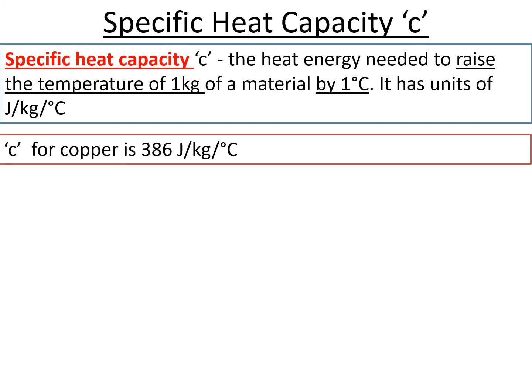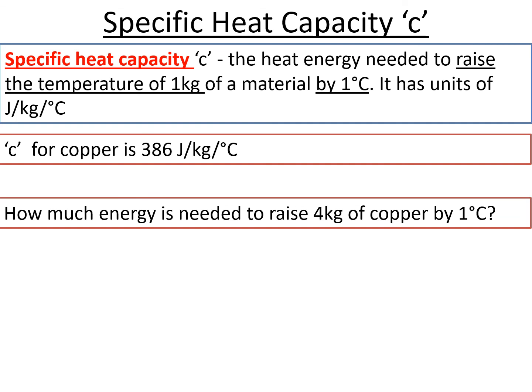So let's see how the specific capacity works then. How much energy is needed to raise 4 kilograms of copper by 1 degree Celsius? So first of all, we're changing the temperature by 1 degree Celsius, so we don't need to do anything more than that because that fits our definition here. But we are increasing the mass by 4 compared to 1 last time. So what do you think we'd have to do with the 386?